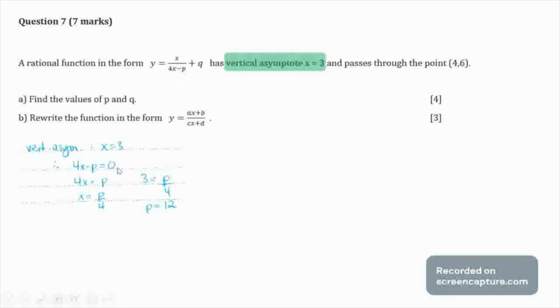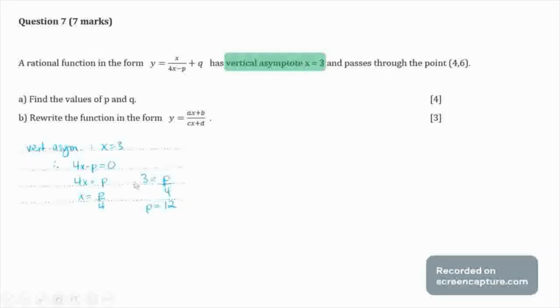We know, however, that the x value is 3. So if I solve this here, x is 3, I put that in here and I get a p value of 12. So I could have put x is 3 here right away and found p is 12. Anyway, p is 12 based on this hint here.